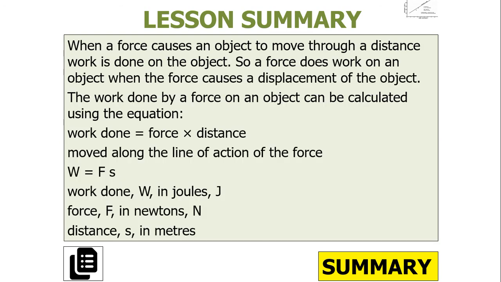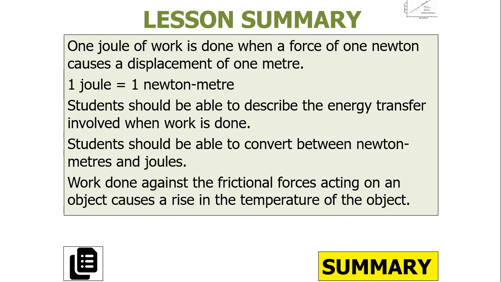When a force causes an object to move through a distance, work is done on the object, so a force does work on an object when the force causes the displacement of the object. The work done can be calculated with the equation: work done equals force times distance moved along the line of action of the force. 1 joule of work is done when a force of 1 Newton causes a displacement of 1 metre. So 1 joule is equal to 1 Newton metre, and you should be able to describe the energy transfers involved when work is done and convert between Newton meters and joules. And remember that work done against frictional forces causes an object to rise in temperature.